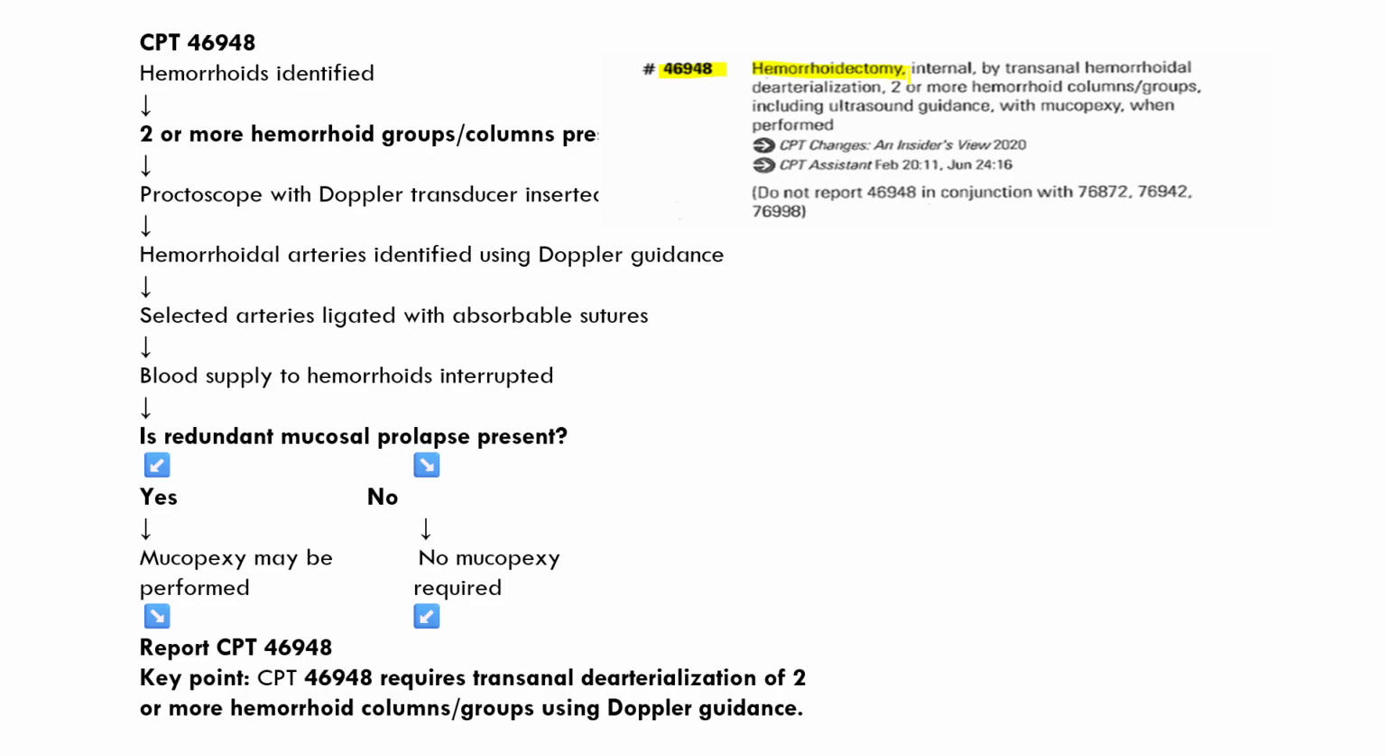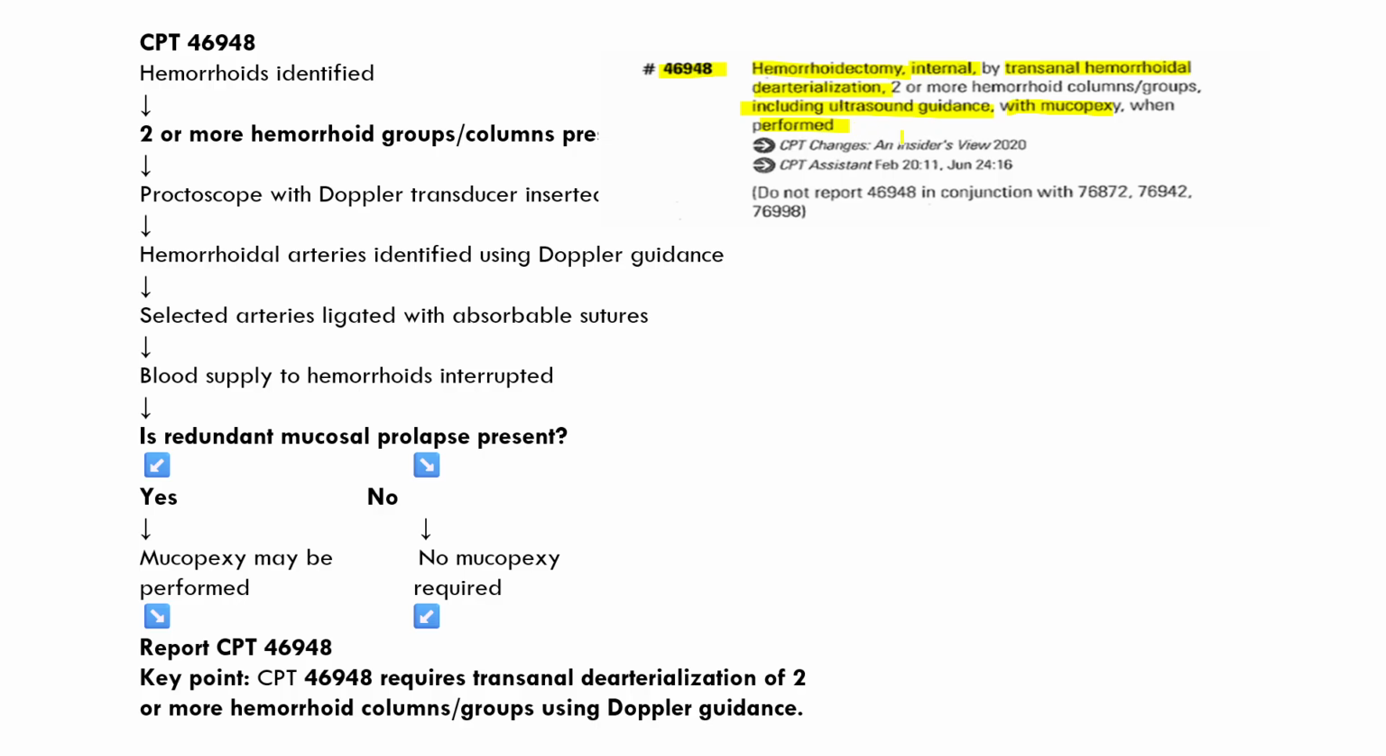Okay, he is removing the hemorrhoids. What type of hemorrhoids? Internal hemorrhoids by transanal hemorrhoidal dearterialization. This is the keyword here. Two or more hemorrhoid columns or groups, including the ultrasound guidance with the mucopexy when performed. So mucopexy is not mandatory.